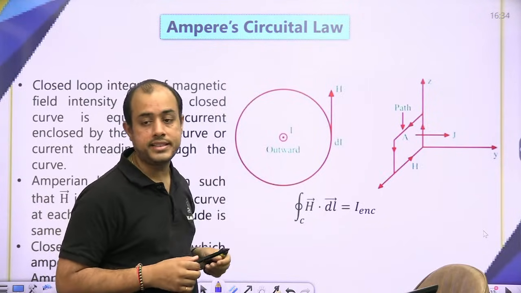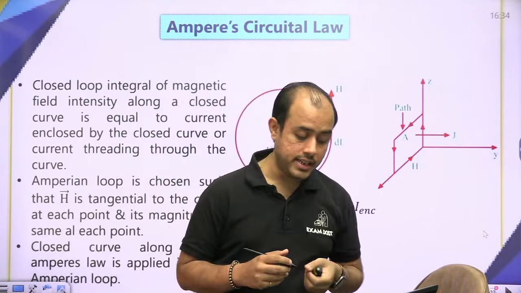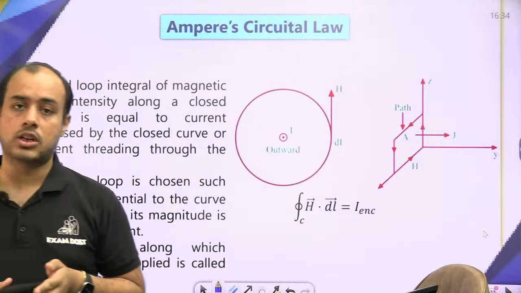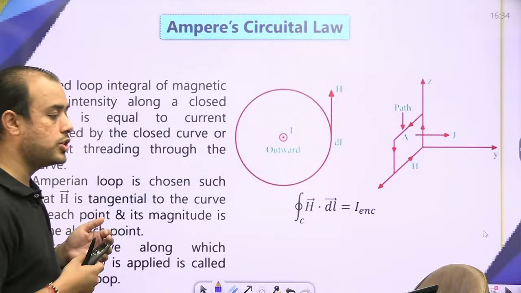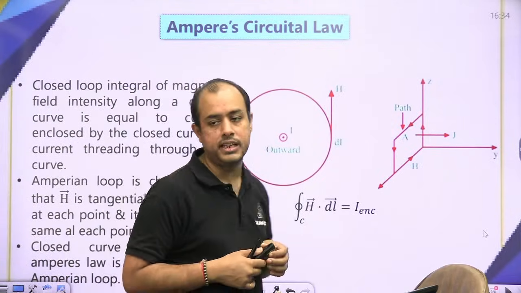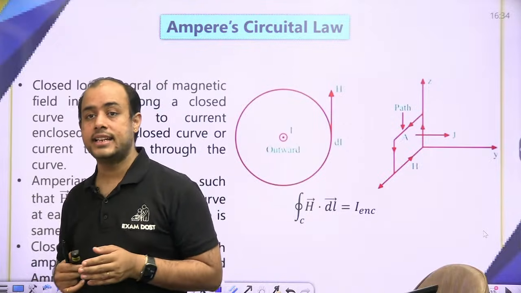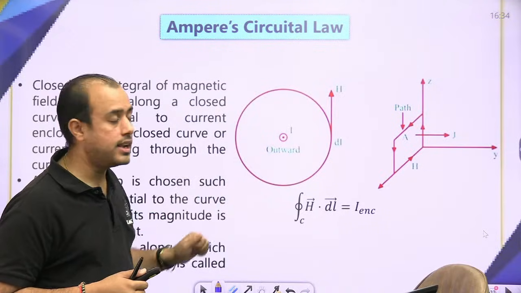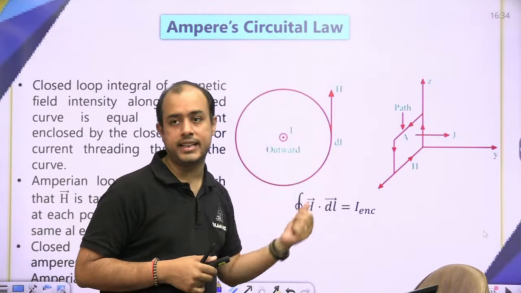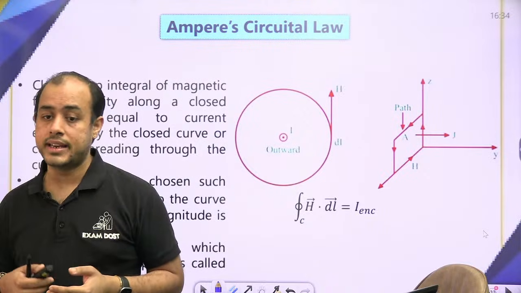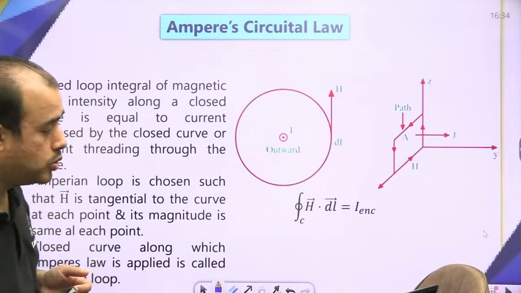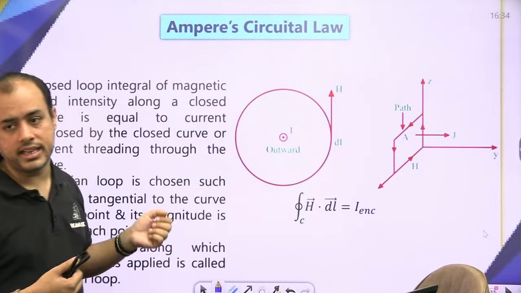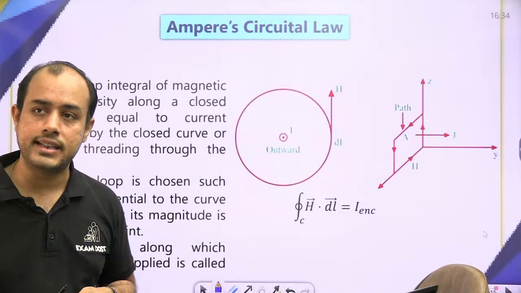Take a closed loop. This is known as the Amperian loop. Just like for Gauss law, you have a Gaussian surface, which is a closed surface, in Ampere's law you have a closed loop called the Amperian loop. You take the line integration of magnetic field along this closed loop. It will come out to be equal to the current enclosed. Current enclosed means the current that crosses the loop, the current that cuts through the loop.